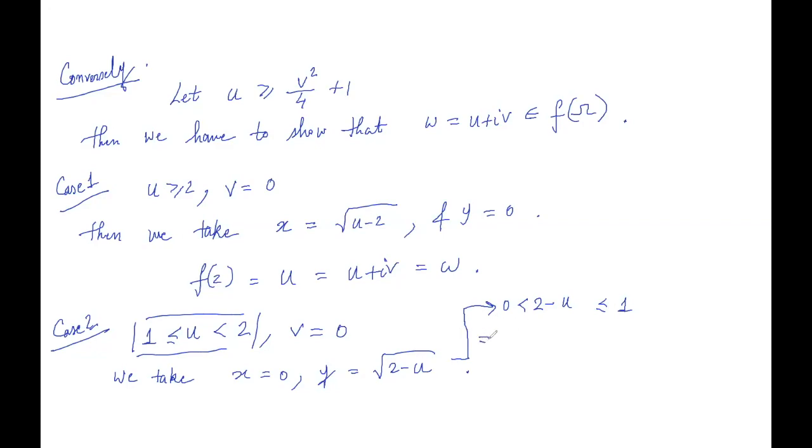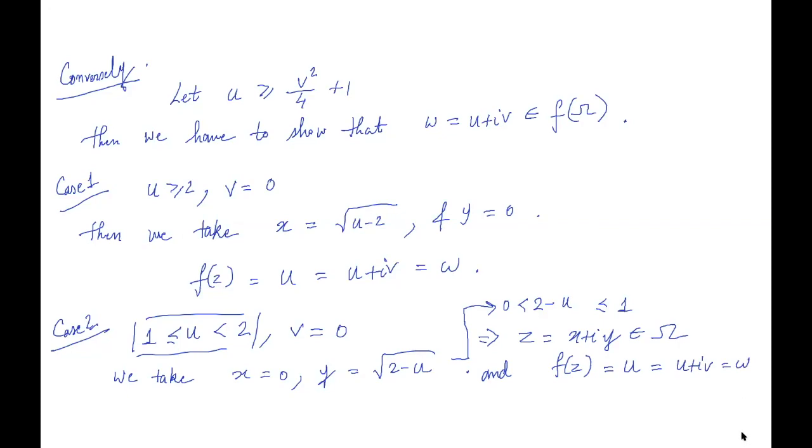Okay, and this implies that z, which is equal to x plus iy, is in the domain omega, and f of z, again by the definition of f, if you see, this is coming out to be u, which is u plus iv, and which is equal to w.